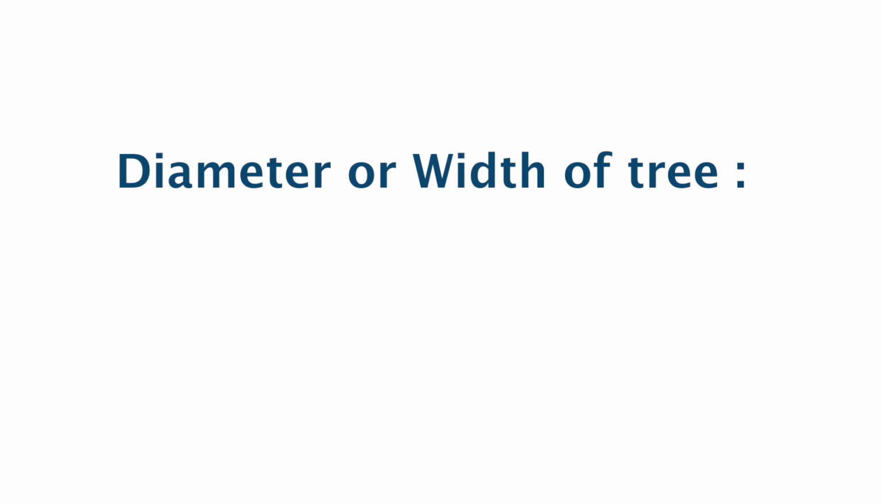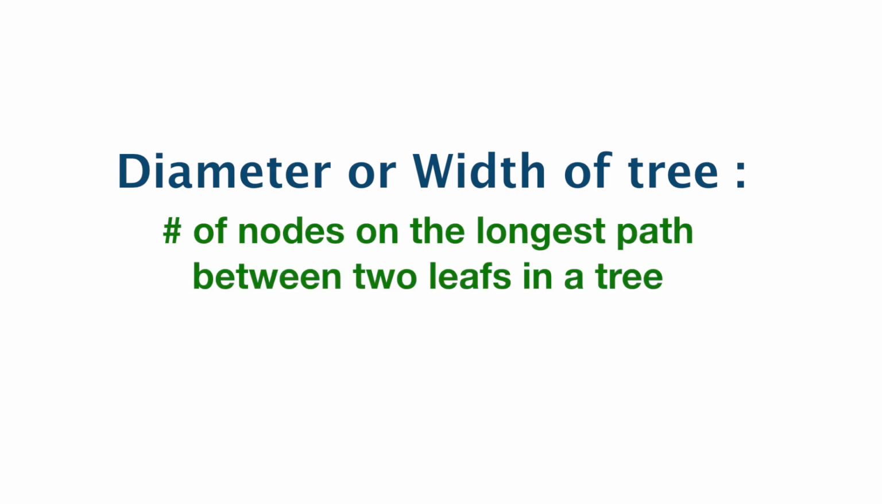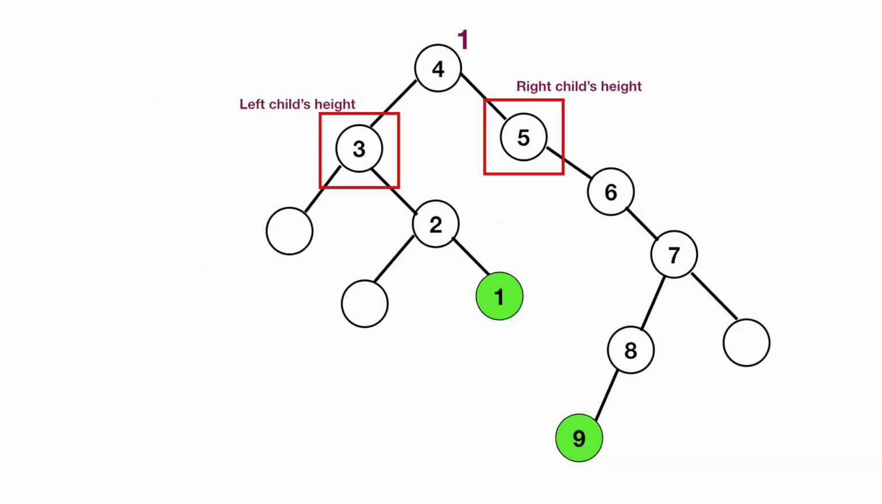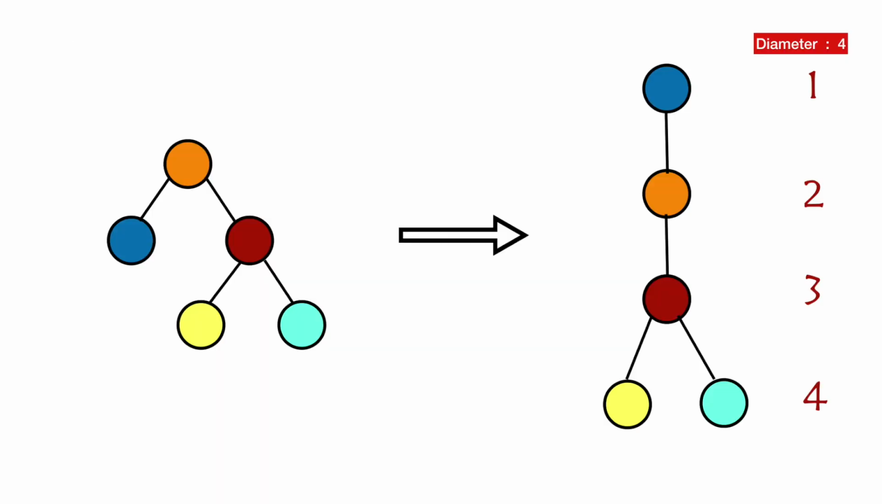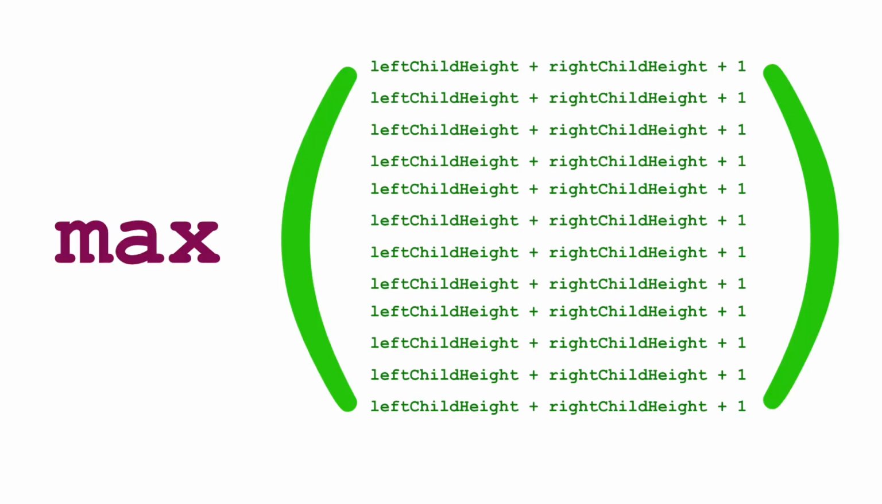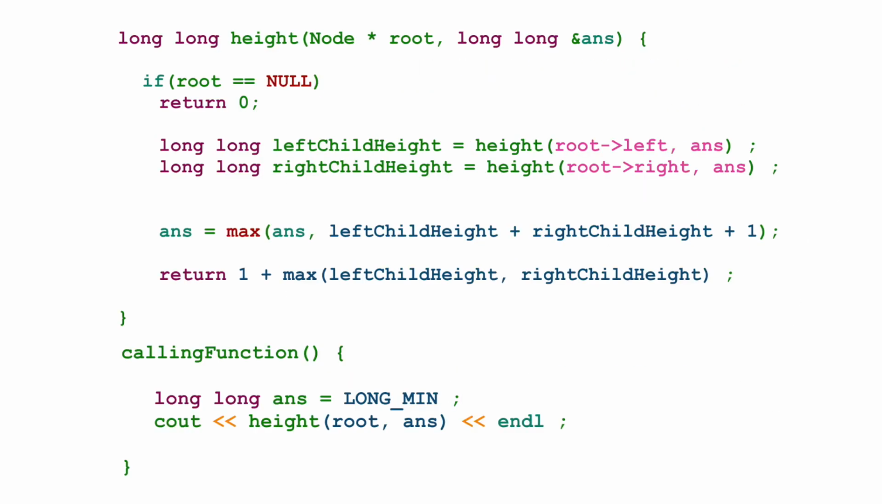Diameter or width of a tree is the number of nodes on the longest path between two leaves in a tree. So the diameter is nothing but the maximum value of left child's height plus right child's height plus 1 for each node. We require only the height function to arrive at a solution and keep on updating the maximum value along the way. This is the code, guys, and the time complexity is order of n and the space is order of 1. They're keeping track of the maximum value in this variable and solving the problem.